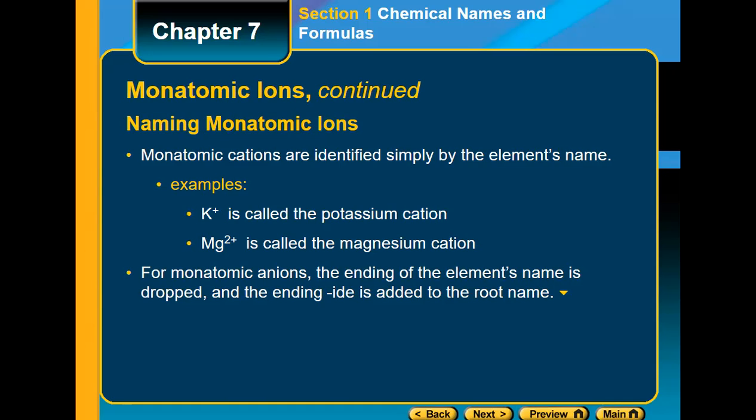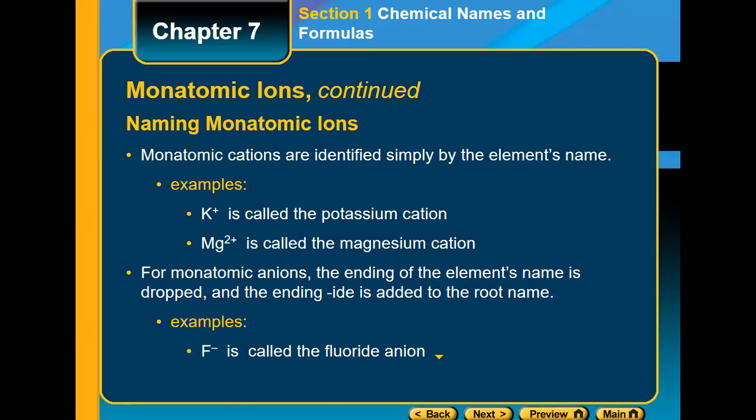In the case of a cation, we just mention the name of the element and add cation after it, or we could say positive magnesium ion, positive potassium ion, like this. But we prefer to say potassium cation or magnesium cation. That's in the case of the positive ion. On the other hand, in anions, or the negative ions, we drop the last part of the name, the end of the name, and we add the suffix ide.